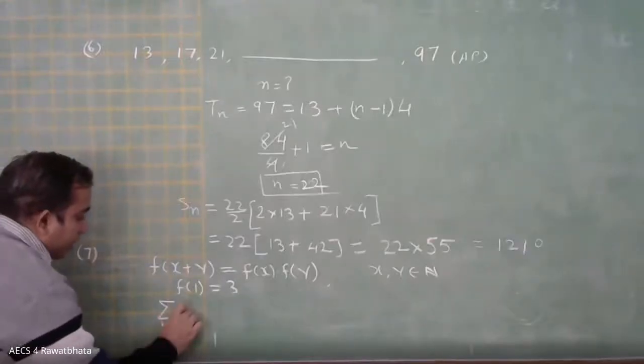If f is a function satisfying f(x plus y) is equal to f(x) f(y) for all x, y belonging to N such that f(1) is equal to 3, and sigma x equals 1 to n of f(x) is equal to 120, find the value of n.